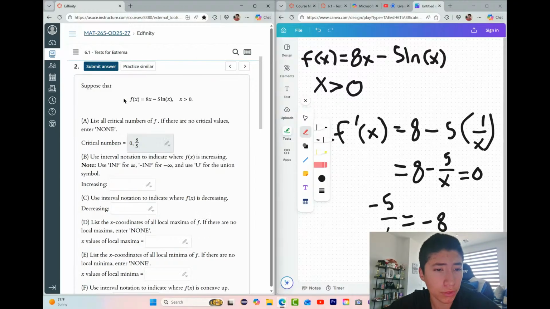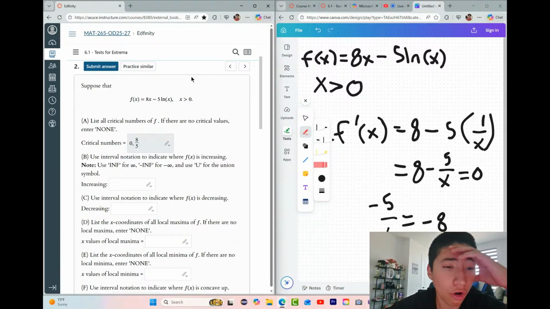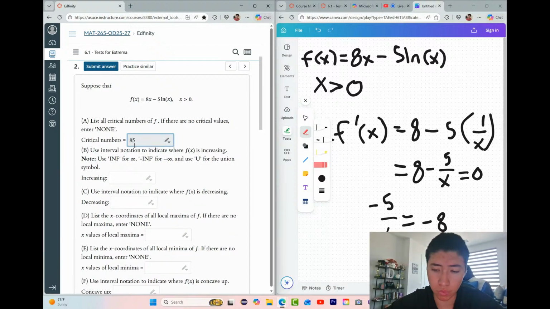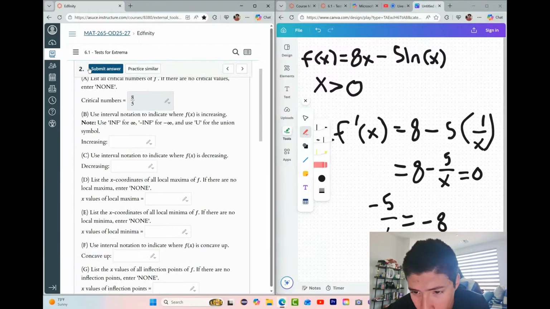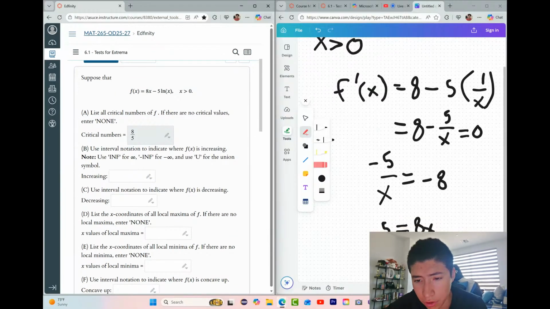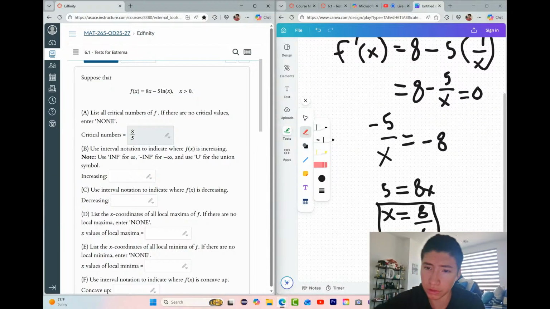Oh, so that's wrong. Let's see. Oh boy, here we go again. Oh, and x is greater than 0. So that means we only have 8 over 5, I think. So is it just this? That's also wrong. Oh boy. Let's see. So here we multiply by 5. We have negative 5 equals negative 8x. And then we have x equals negative 5 over 8. Oh, whoops. Hold on.